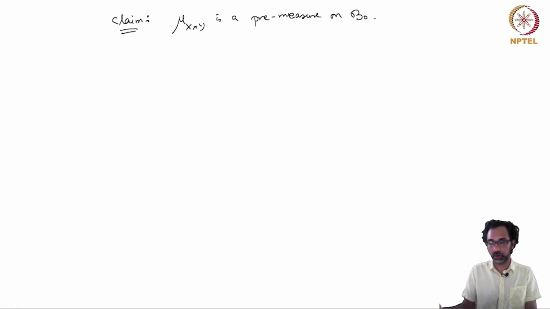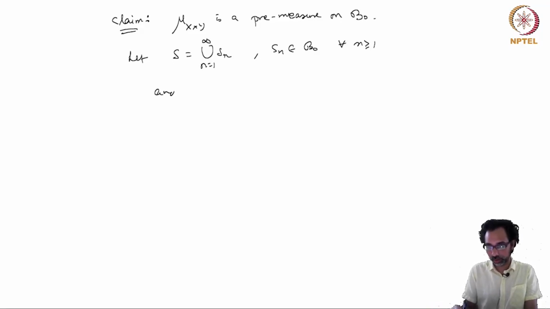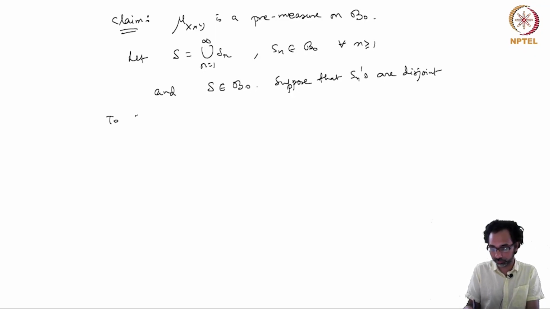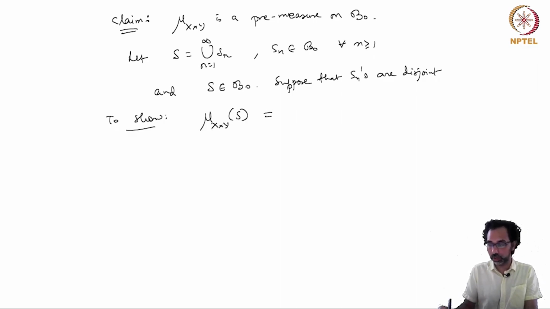on B naught. So to this end, let S be a union of Sn, n equal to 1 to infinity, such that Sn belong to B naught for all n, and S also belongs to B naught. And supposing that these Sn's are disjoint, then we have to show that mu x cross y of S is equal to the sum of mu x cross y of Sn, n equal to 1 to infinity.